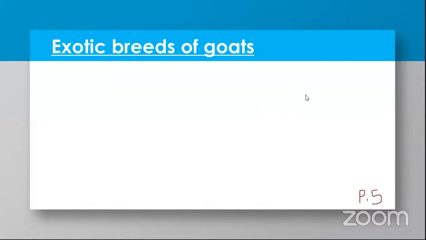Exotic breeds of goats are goats which are imported in Uganda, in Uganda for many years. Thank you, my good girl. Thank you. She has a very good idea there.